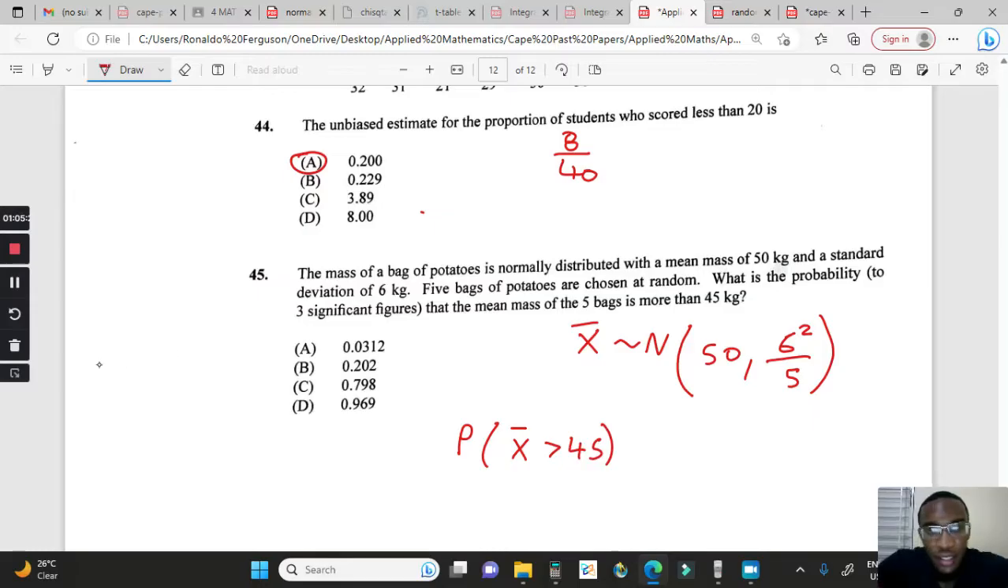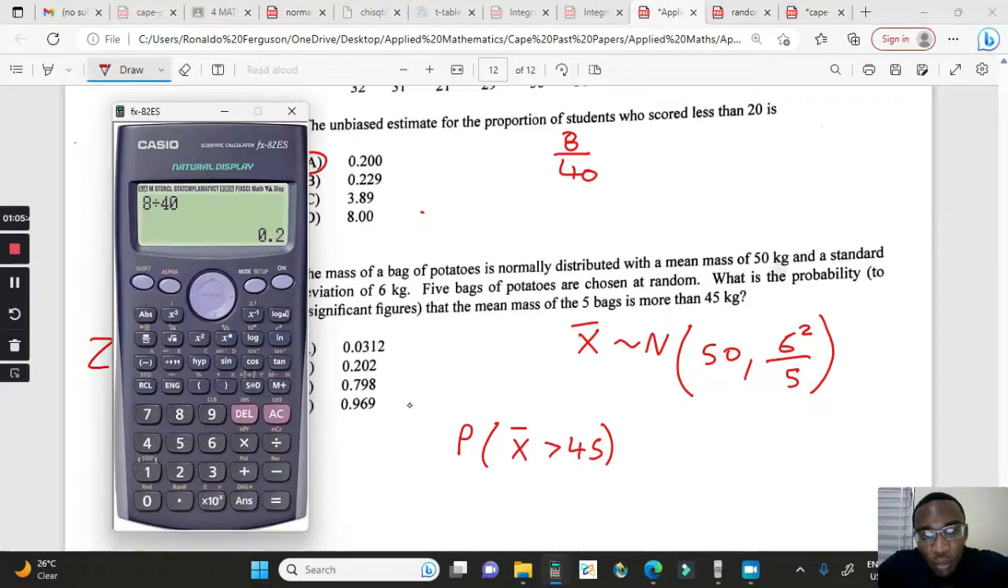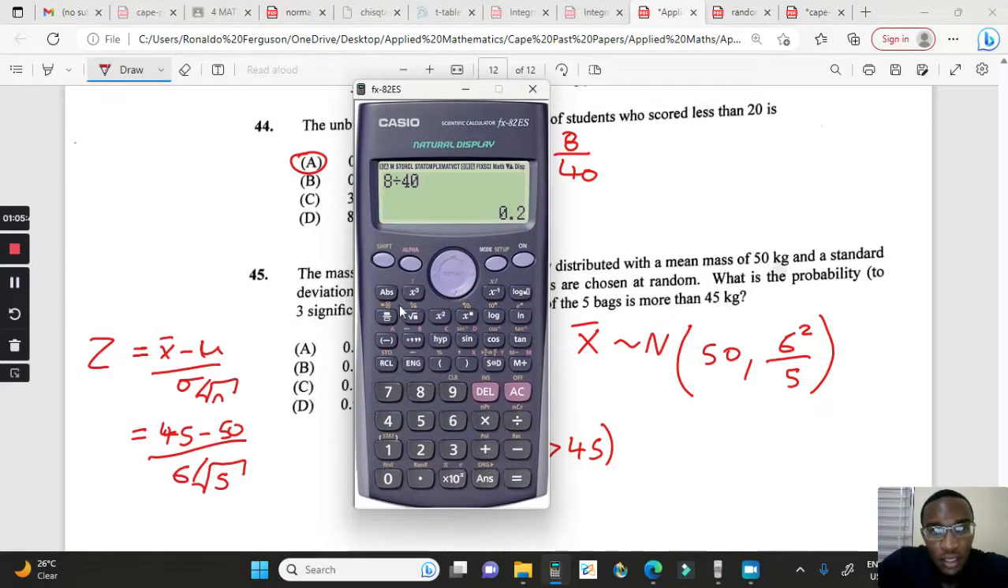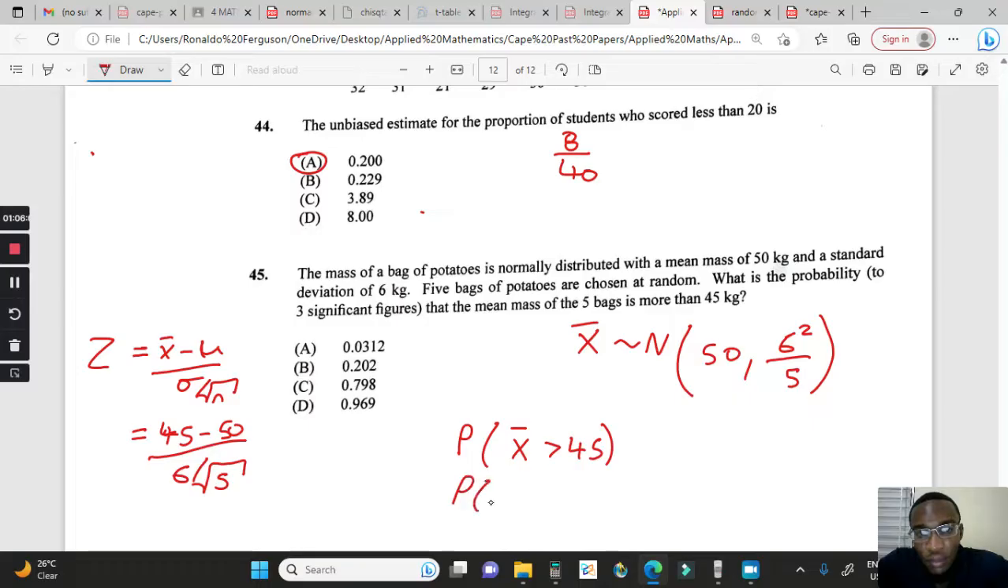So we need to standardize it. Remember, the standardized value is now bar x minus mu divided by sigma over the square root of n. So this is now 45 minus 50 over sigma, which is 6, over the square root of 5. Put that in the calculator: 45 minus 50 over 6 divided by the square root of 5, and we get negative 1.86. So find the probability z is greater than negative 1.86, which is now the probability z is less than 1.86, right?